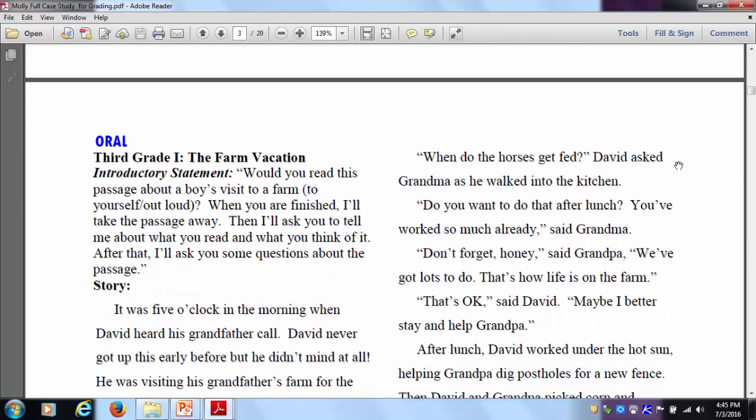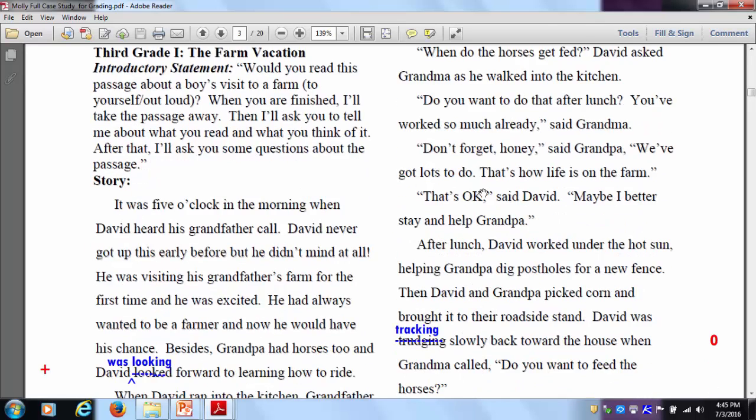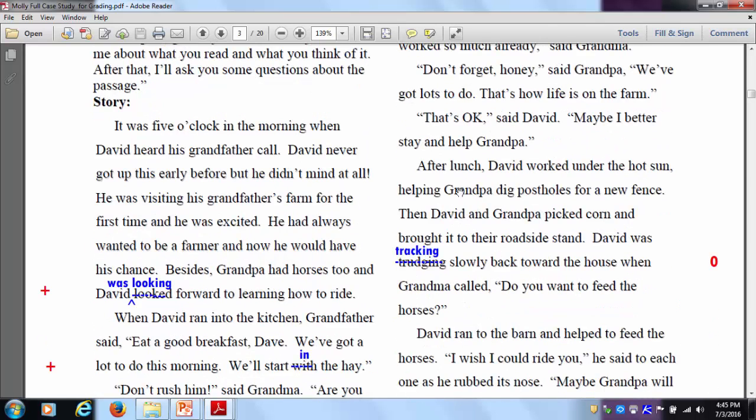And we will move now to the miscues. I'll just talk about the miscues because you've already read the story. So here it says, besides, Grandpa had horses too, and David looked forward to learning how to ride.